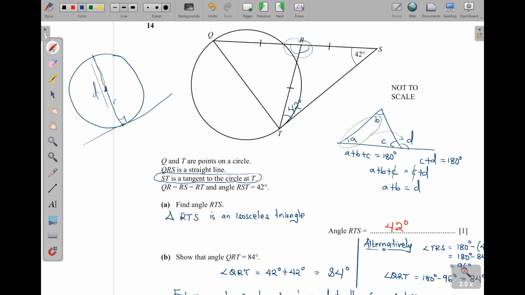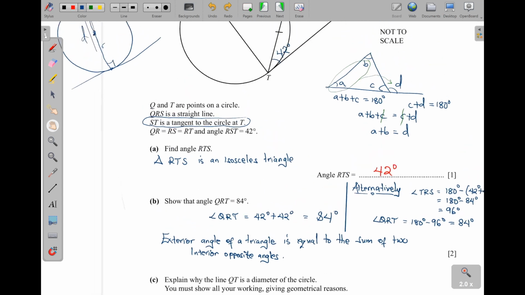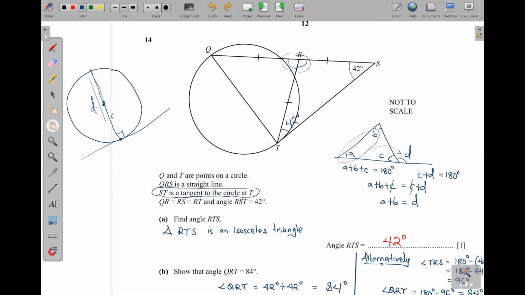Okay, so I think QT is the diameter. So we need to prove that this angle between the diameter and the tangent here is 90. Is this 90? Okay, that is what we are supposed to prove. Now we can go back and check this here. QT is a diameter. Now, we need to get this angle here.